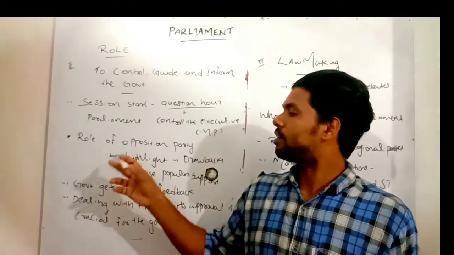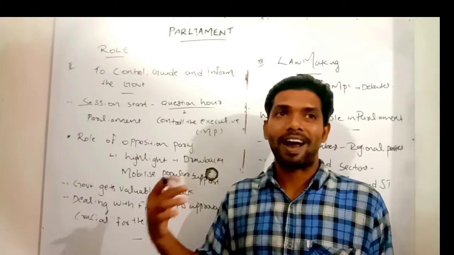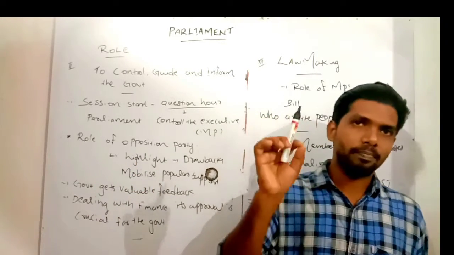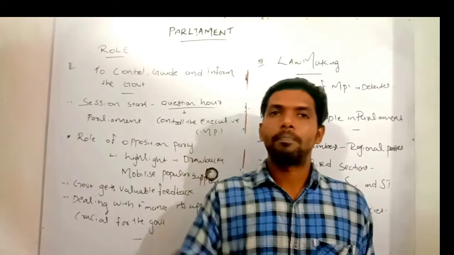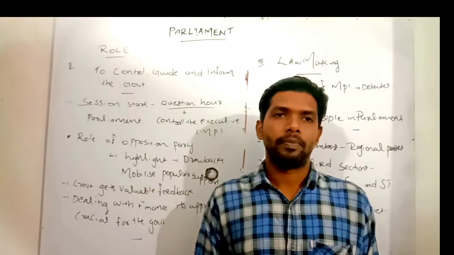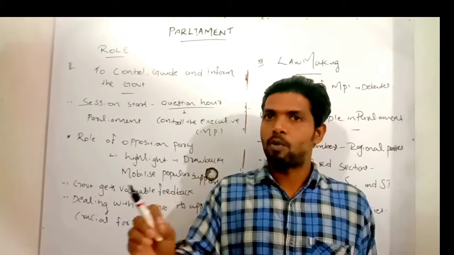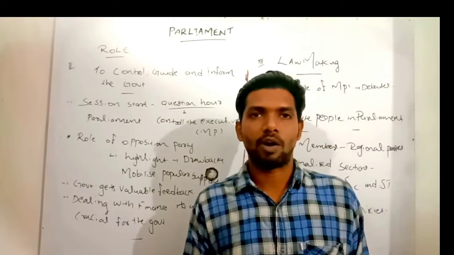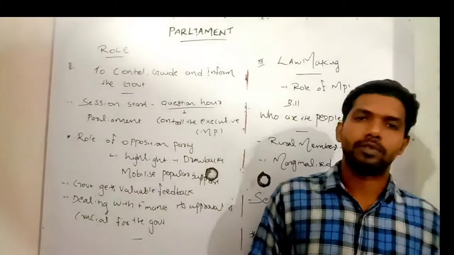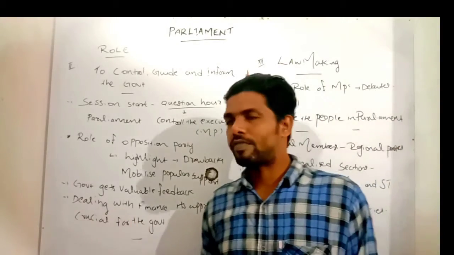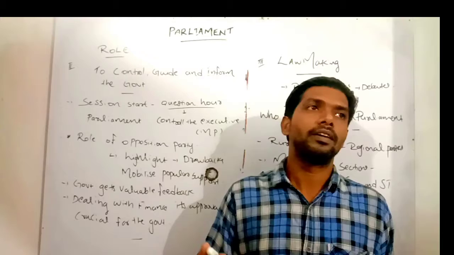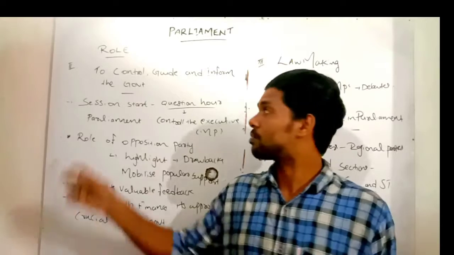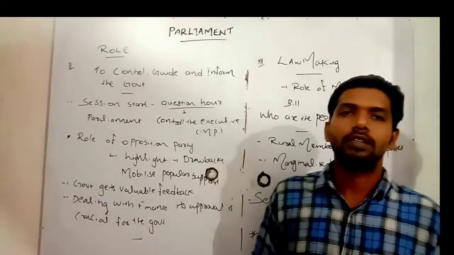Another positive side is that the government gets valuable feedback from the opposition parties and MPs. So the government understands the people's problems in India, and how the people are receiving their policies, through the opposition side, the question session and their doubts. Government clearly understands their mistakes. And in financial activities, parliament's sanction is compulsory for spending. So that's about the role to control, guide and inform the government.